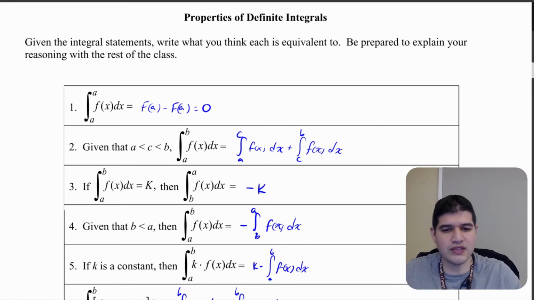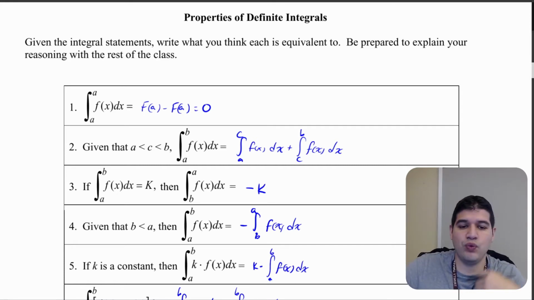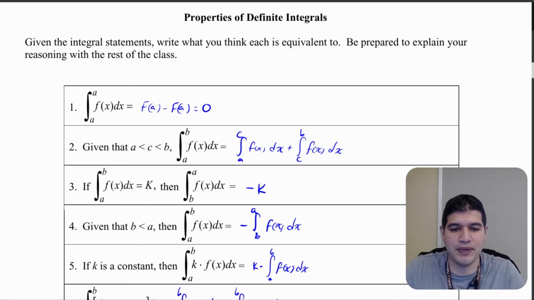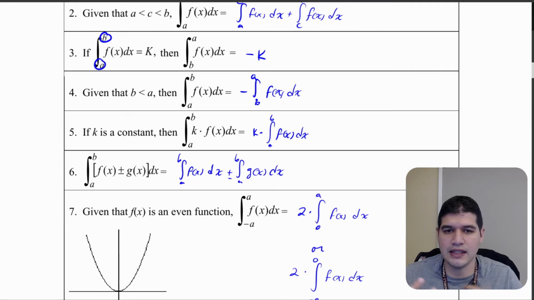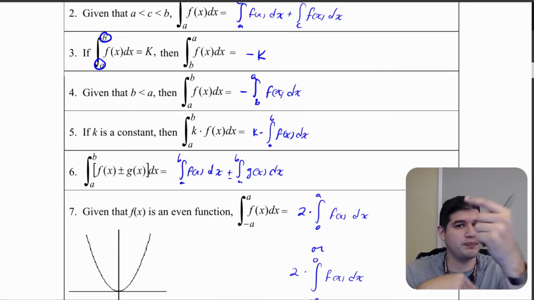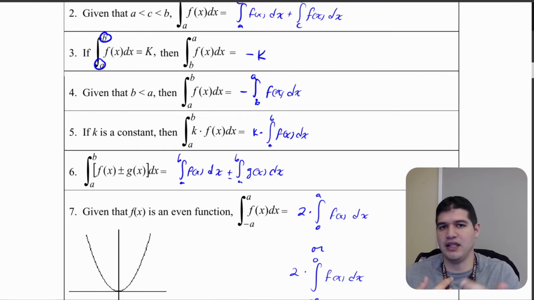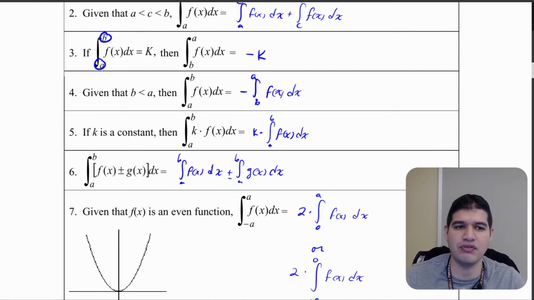One thing that's very important in number 3 is if we know what something is equal to, but then we flip the bounds, like we're going from a to b and then we flip it from b to a, that just makes the integral negative because you're going in that negative direction. The same thing is happening in number 4 here. If we switch from a to b and we go from b to a, then we just make the integral negative. Whenever you swap those bounds, you make the integral negative. And that can be helpful in some cases.